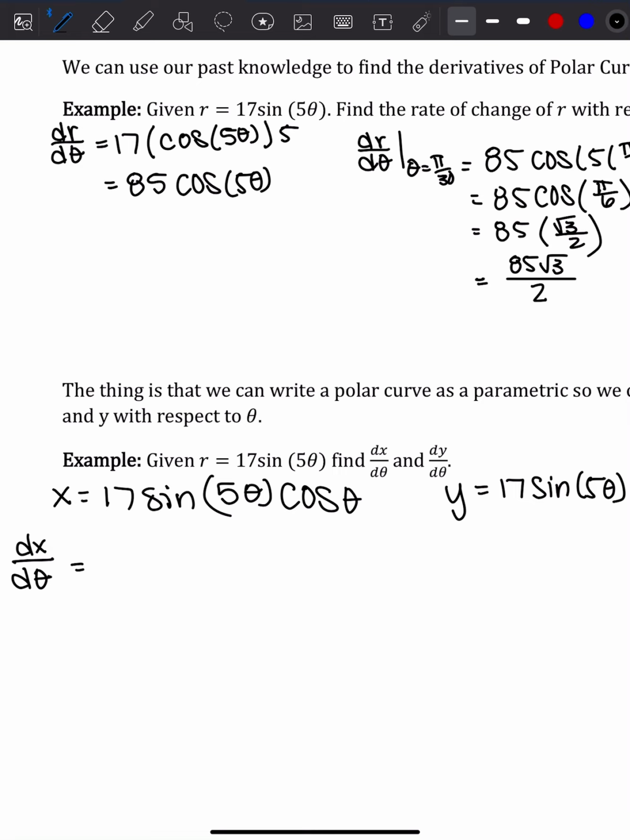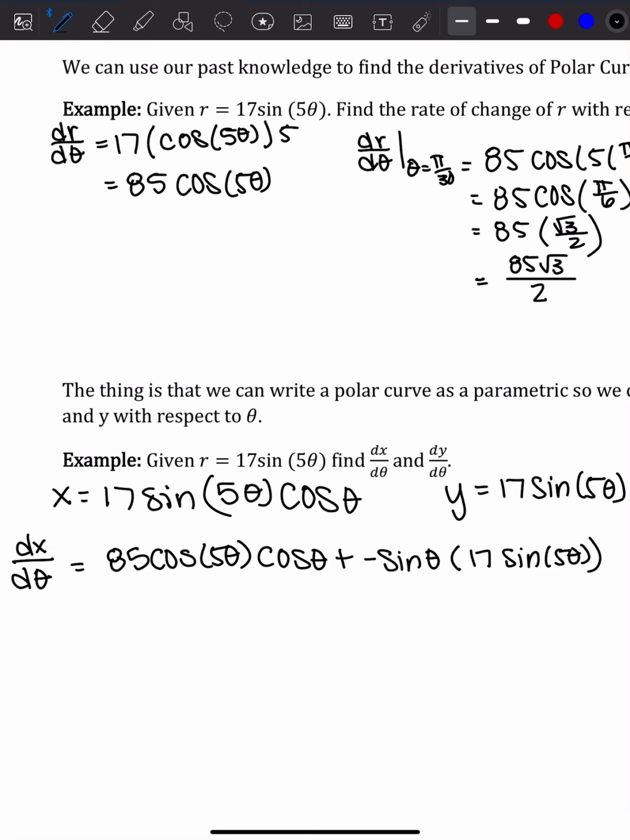But we already did some of that above. So 17 sine of 5 theta, we did the derivative of that, which is 85 cosine of 5 theta. So I'm going to go ahead and write that. Cosine 5 theta times its original, so times cosine theta, plus the derivative of cosine theta times the original of 17 sine of 5 theta.